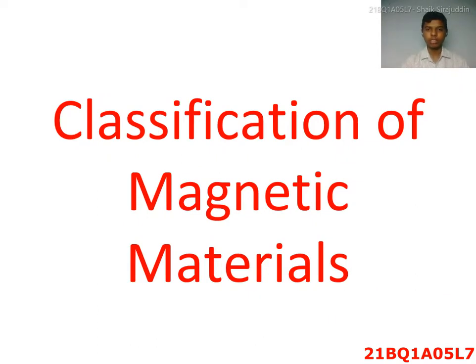The magnetic materials are classified into three types. These are diamagnetic, paramagnetic, and ferromagnetic materials. The first one is diamagnetic materials.